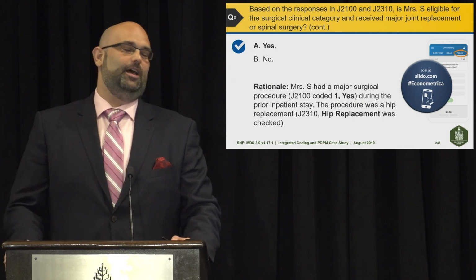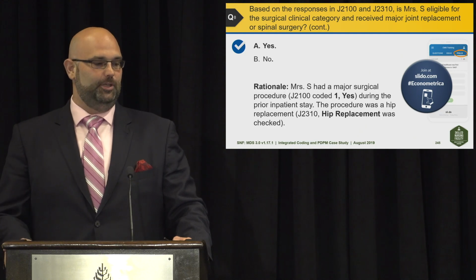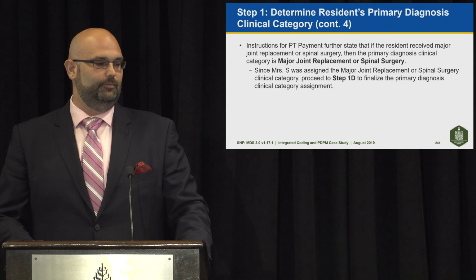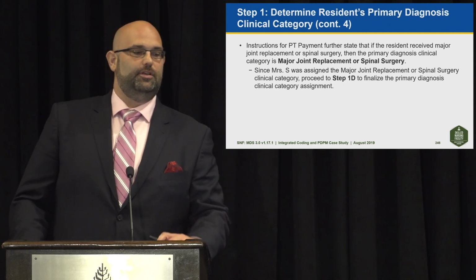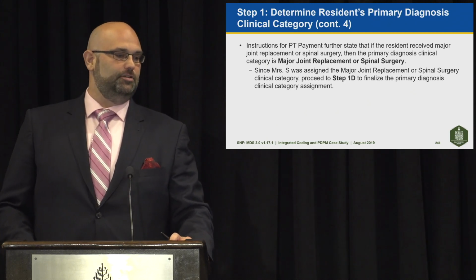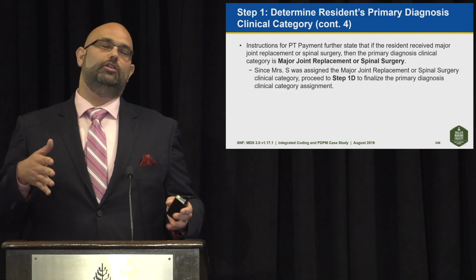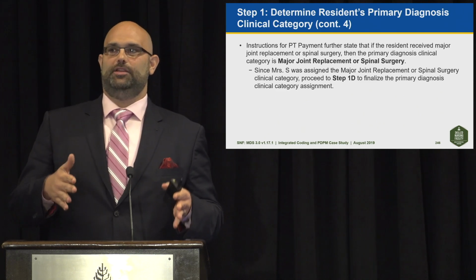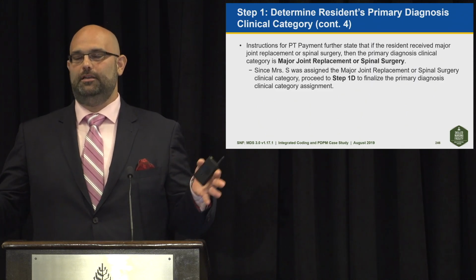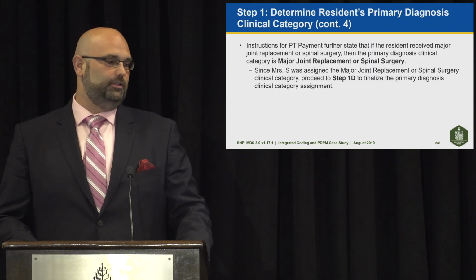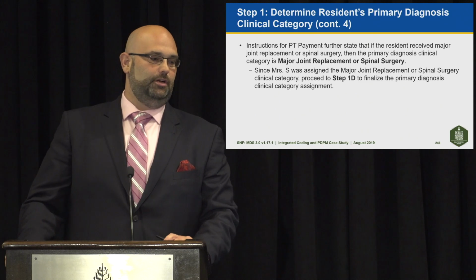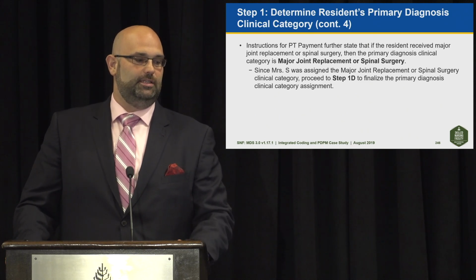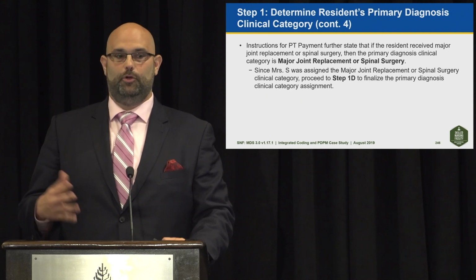They did have the prior surgery. It was the major joint replacement, which is checked off in 2310, as we just saw on the prior slide. Next step in determining the resident's primary diagnosis and clinical category: as you saw earlier in my presentation, there were those collapsed clinical categories. We had the default clinical categories, of which there were 10. Those collapsed down into 4 clinical categories, of which MJR or spinal surgery is one of them. And so they would fall into that as the primary diagnosis clinical category for their PT component.